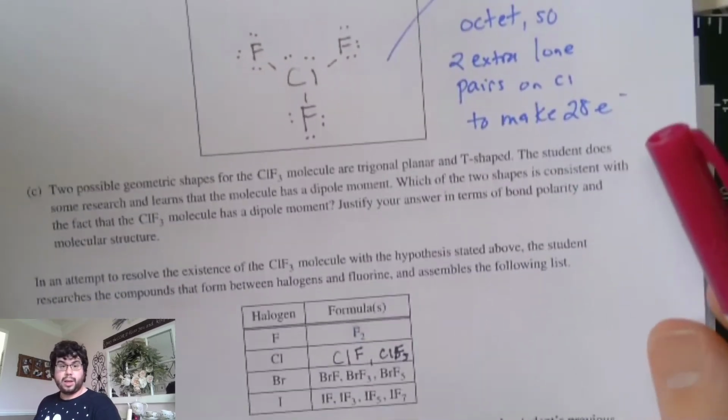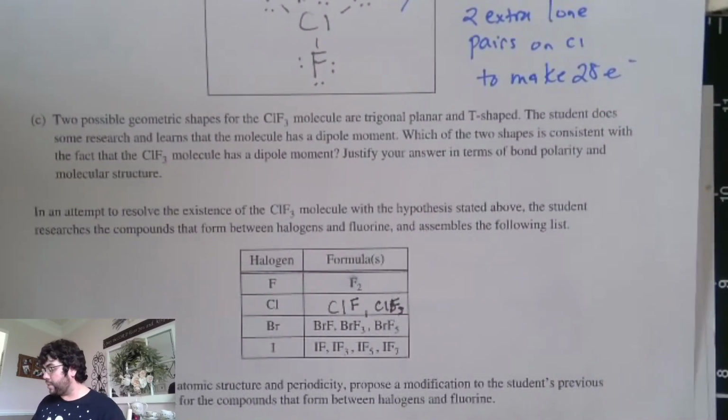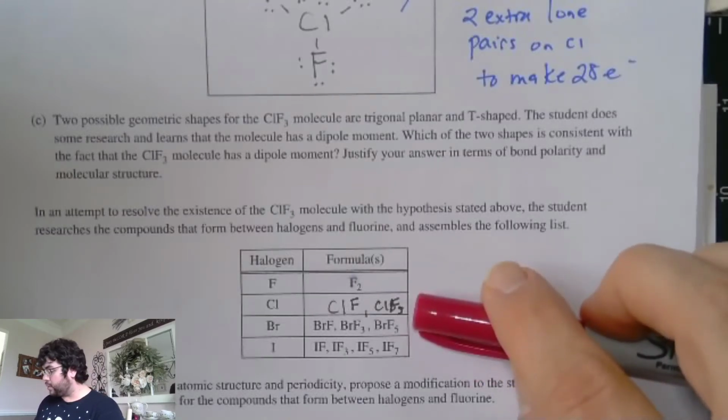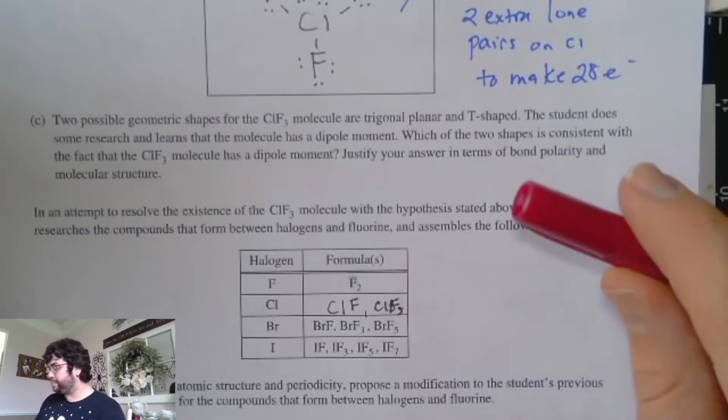5D. In an attempt to resolve the existence of the ClF3 molecule with the hypothesis stated above, the student researches the compounds that form between halogens and fluorine and assembles the following list. Based on the concepts of atomic structure and periodicity, propose a modification to the student's previous hypothesis to account for the compounds that form between halogens and fluorine. All right, so we're really just worried about Cl, Br, and I, not F, because it's just F2.